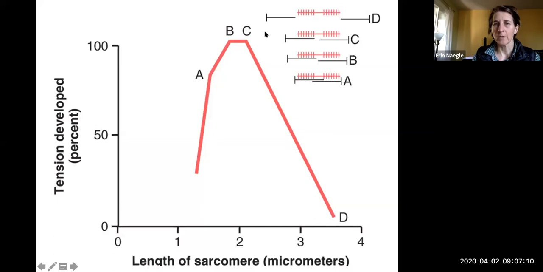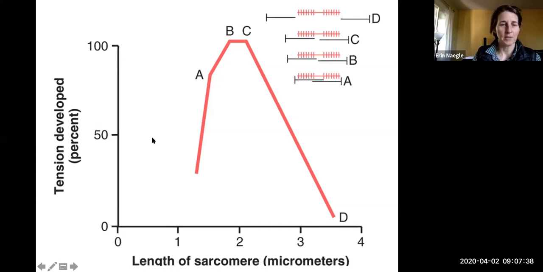So in other words, there's this sweet spot, the Goldilocks principle of just enough overlap, not too little, not too much, but just enough that we can maximize the amount of force. And for the most part, that's where our muscles are when they're relaxed. They are ready to maximize their amount of force.